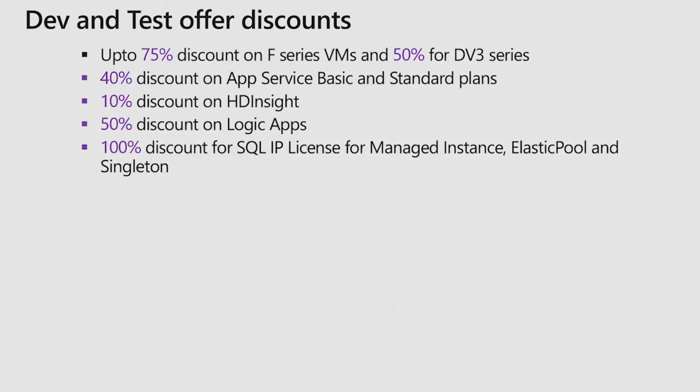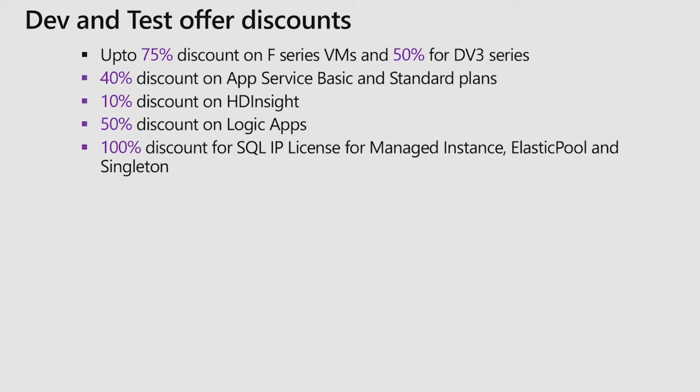And then the offer discounts. As you can see right here, there are significant discounts. There's up to 75% discount on F-Series and 50% on Dv3. I'm not going to read through this. This is all publicly available on the link. But the point I want to get across is it's a great way to get started with your dev and test journey on the cloud.